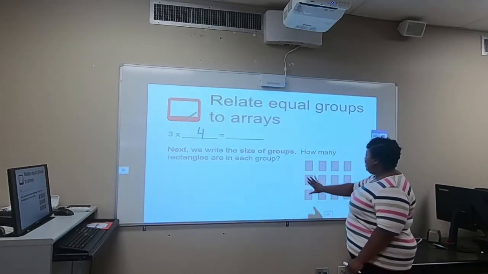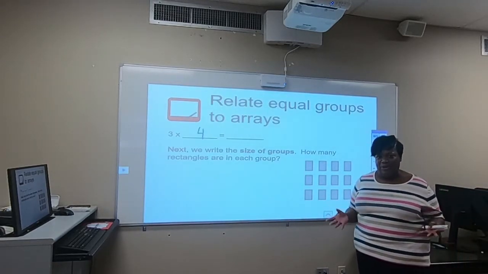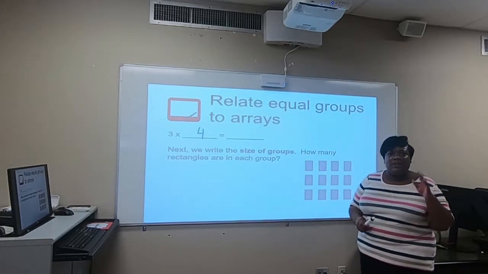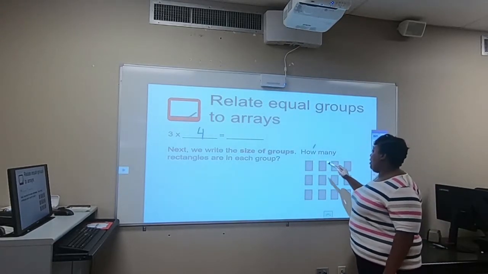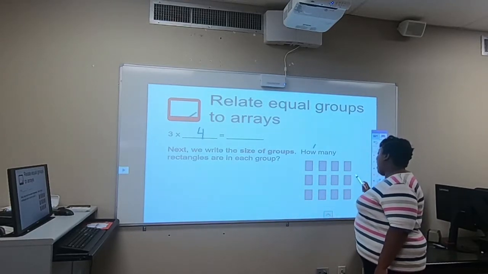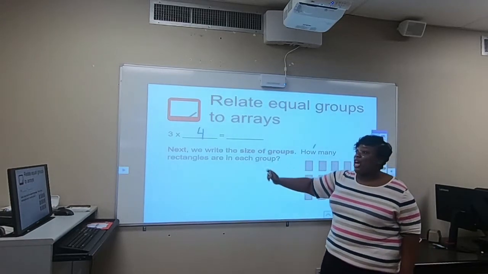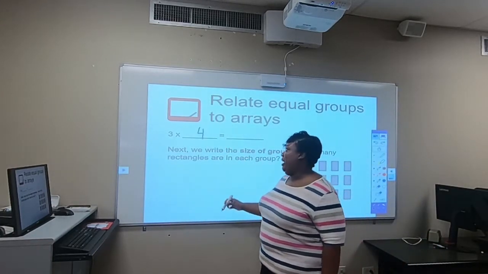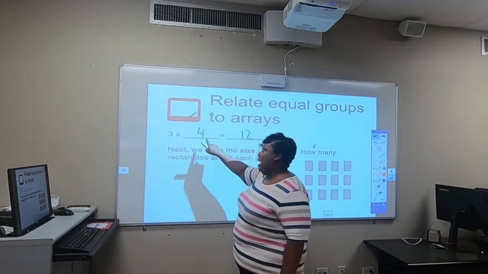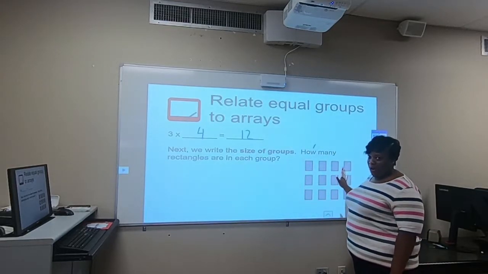How can we use this array to find the total number of rectangles? What can we do to find the total? That's correct. All we have to do is count. So let's count and see. 1, 2, 3, 4, 5, 6, 7, 8, 9, 10, 11, 12. So 3 times 4 equals 12. The number of groups times the size of the group equals the total. Okay, boys and girls?